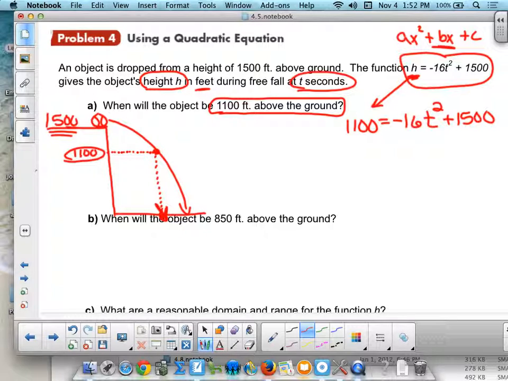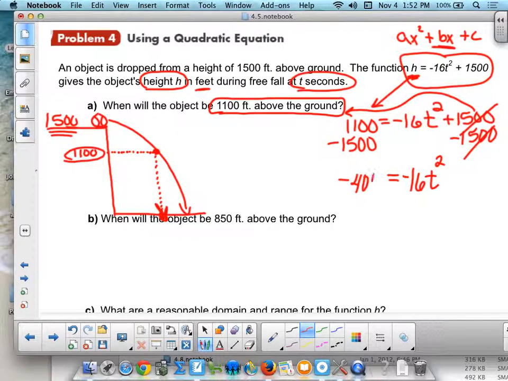So you know what I would do? I would go the other way, put that over here. Minus 1,500. So you get negative 16t squared equals negative 400. Divided by negative 16 is 25. You guys with me or not? I'm just solving for t squared. That's all I'm doing. Get t squared by itself. And Brittany, you said this is what? 25.